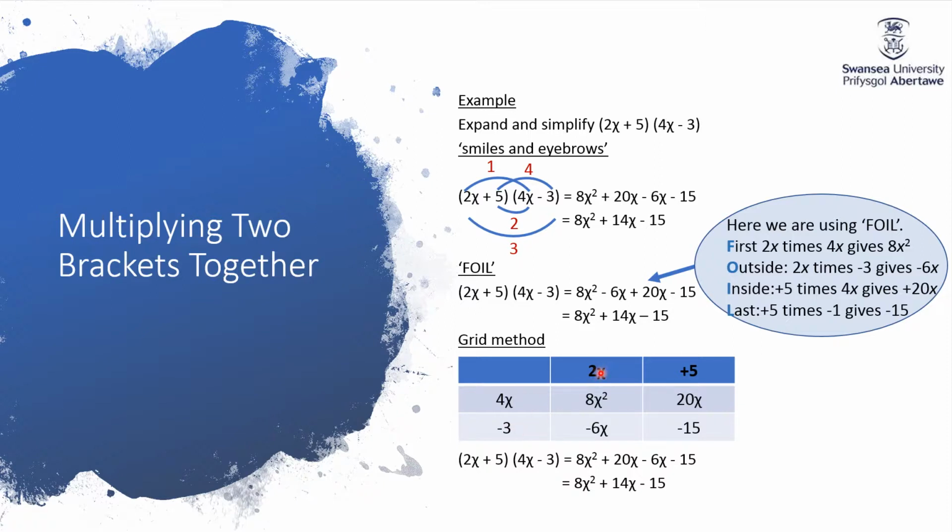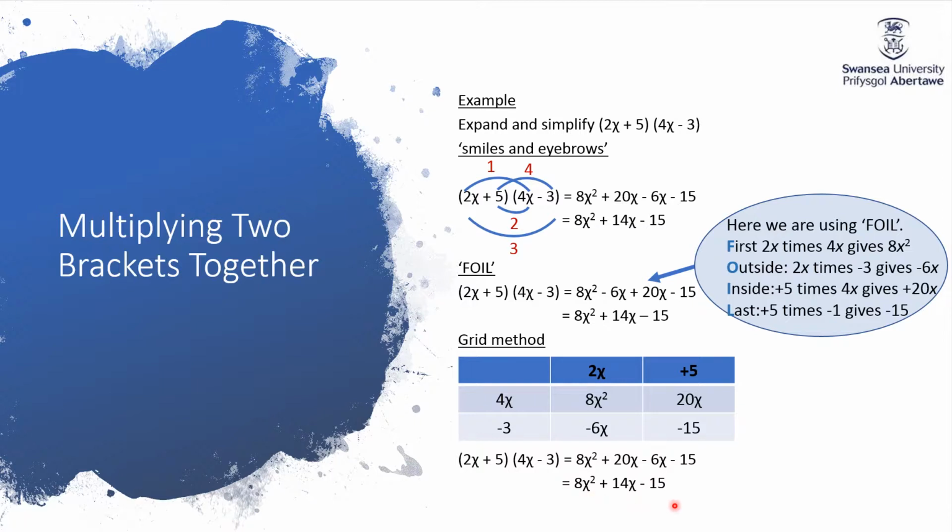And then you simply populate all these squares by multiplying the row and the column together. So we have 2x by 4x for this box, which gives us 8x squared. This box here we have 2x by minus 3 to give us minus 6x. This box here we do plus 5 by 4x to give us 20x. And this one here we do plus 5 by minus 3 to give us minus 15. And then we can write that all out in one line, collect together the similar expressions to simplify, and that gives us 8x squared plus 14x minus 15.